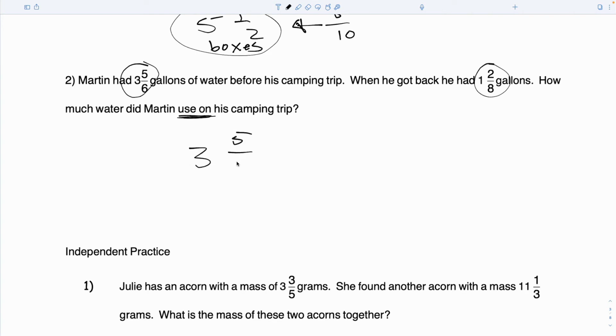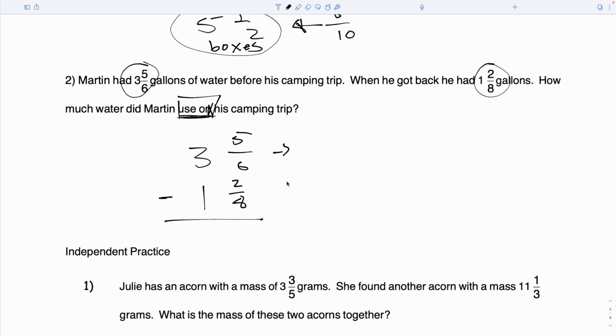Let's set it up. It doesn't look like all of us got to this problem. Do it with me. Am I adding or subtracting in this problem, Justice? I would be subtracting because he is using. Using means he is getting rid of it. He's not adding water to his camping trip, or to his Camelback or his water bottle or whatever.